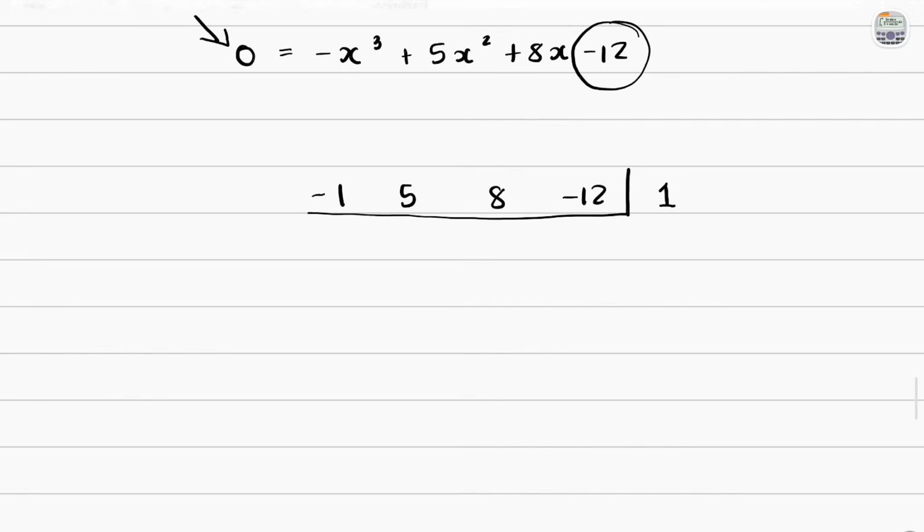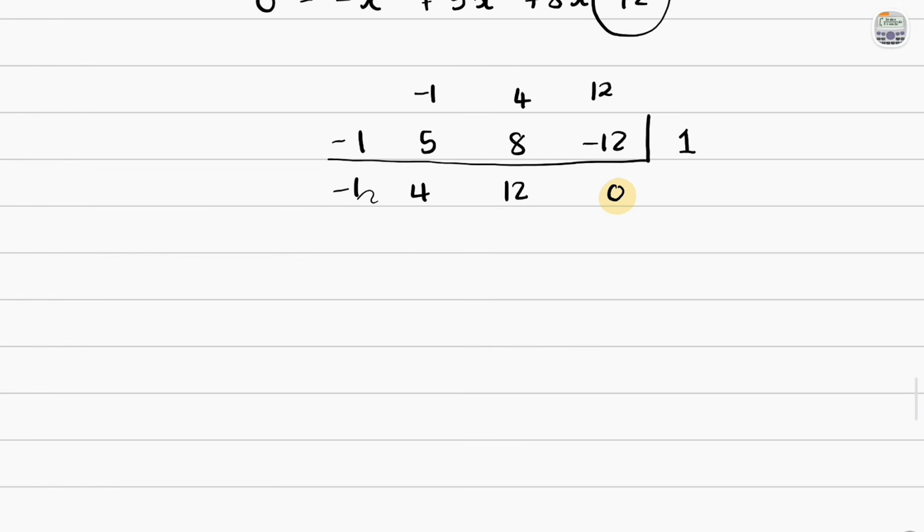Okay, and now let's find the factors. So we drag -1 down, and then we say -1 times 1, and that gives us -1. So -1 plus 5, because this is positive, gives us positive 4. 4 times 1 is 4, and then 4 plus 8 is 12. And then 12 times 1 is 12, and 12 minus 12 is 0, and we end at 0, so we know that this is correct. Okay, so this is what we have.